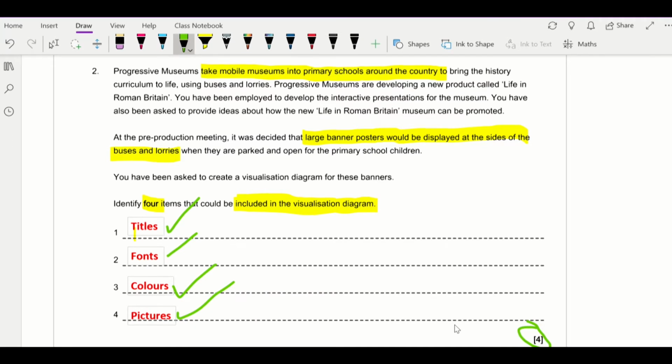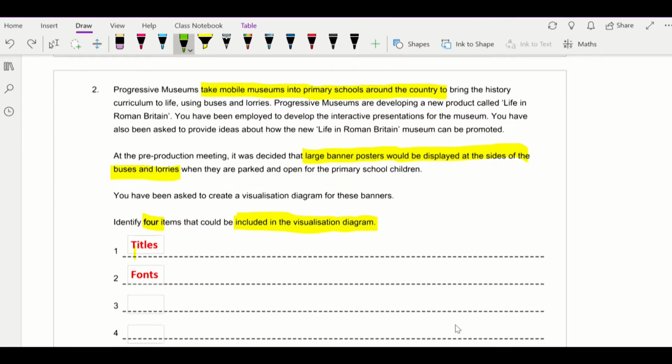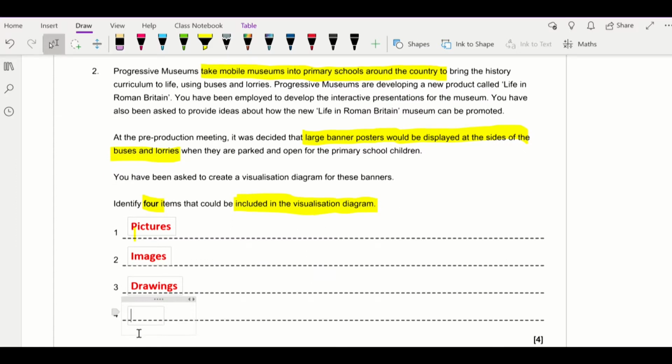However, what I have seen when I've marked this paper before is that lots of students make the mistake of repeating the same answers again and again. So lots of them will put pictures, they'll then say things like images, they'll then say drawings, or they might say a sketch, something like that. So here you'd get 1 mark for your first one, and then you wouldn't get any marks for the others because they are repetitions of the first bullet point on the mark scheme.